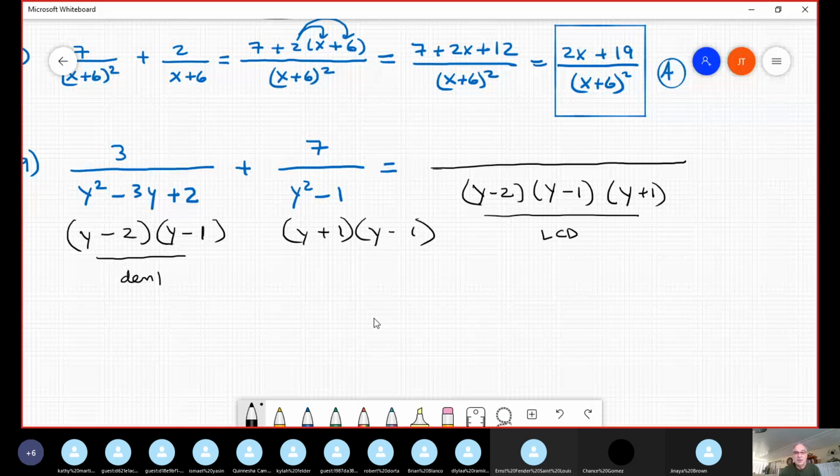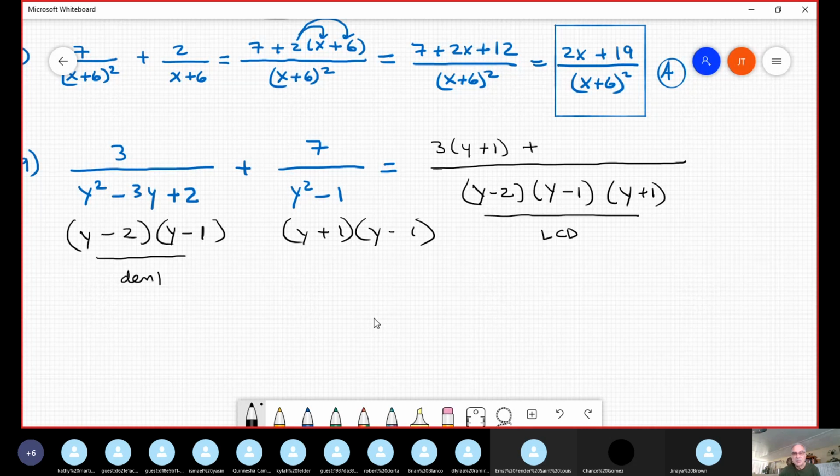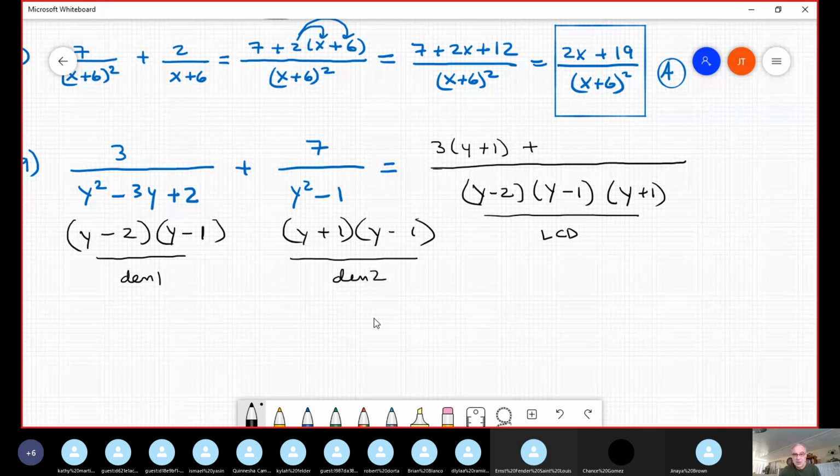it's obvious that y minus 2 is cancelled, y minus 1 is cancelled, and only y plus 1 stays alive, times 3. Okay, 3 times (y plus 1). Everyone follow me? Plus. When you divide this by denominator 2, y plus 1 is cancelled, y minus 1 is cancelled, and y minus 2 stays alive, times 7.